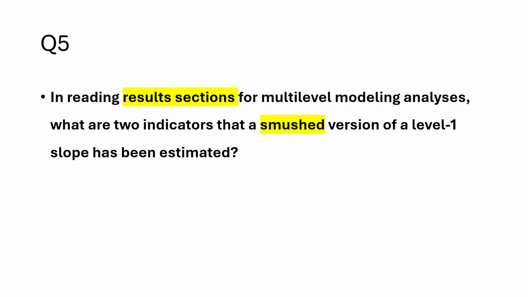So for the next one: when reading a results section for a multilevel analysis, what are two indicators, or just any indicators, of a smushed version of a level 1 slope? They didn't really do multilevel. They just had a single level. Like if they explain their sample of people and say there's clusters, but they don't do anything, they just do a single level. Yeah. Anything else?